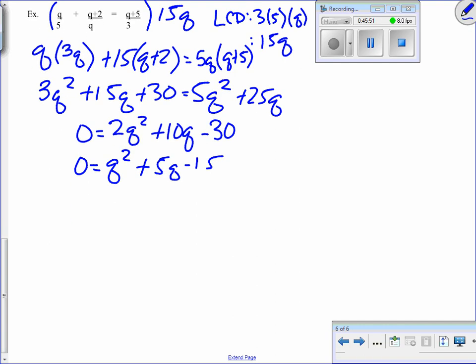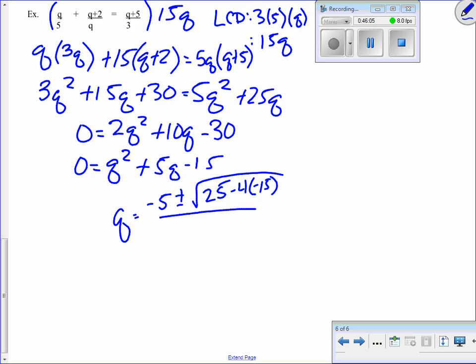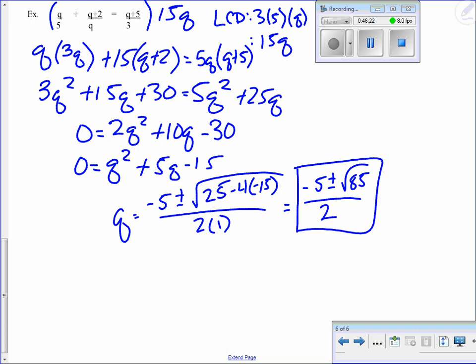Okay, I'm going to have to use some quadratic formula. So q is equal to negative 5 plus or minus the square root of 25 minus 4 times negative 15 all over 2 times uno. Okay, and that's going to be equal to negative 5 plus or minus root 85 over 2. And there you go. Two answers. Okay, and that's all of section 2.5.